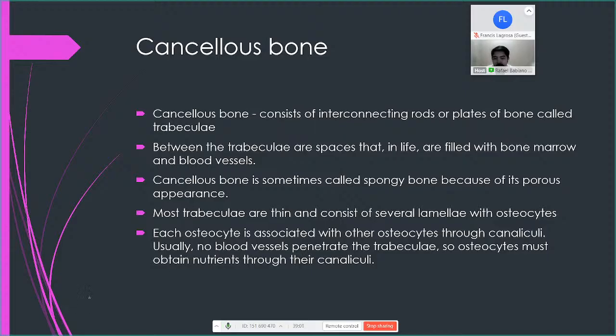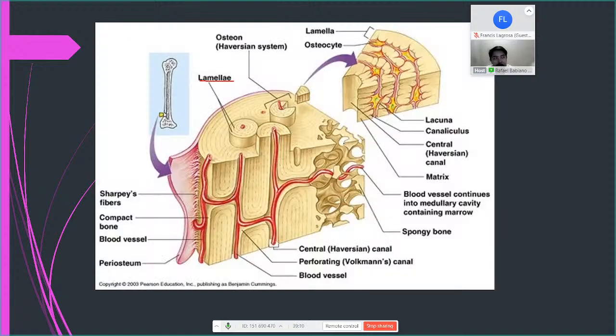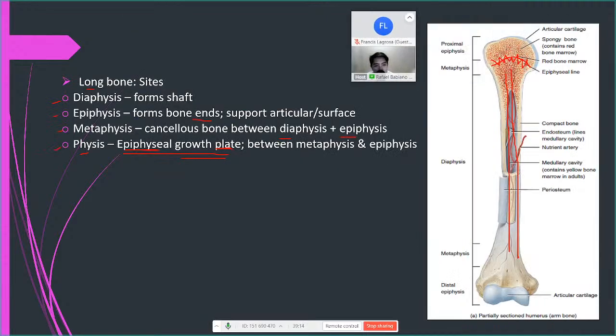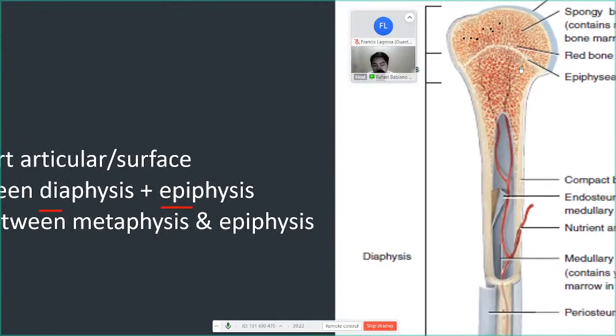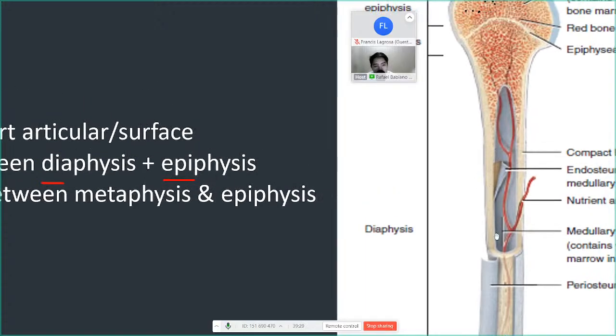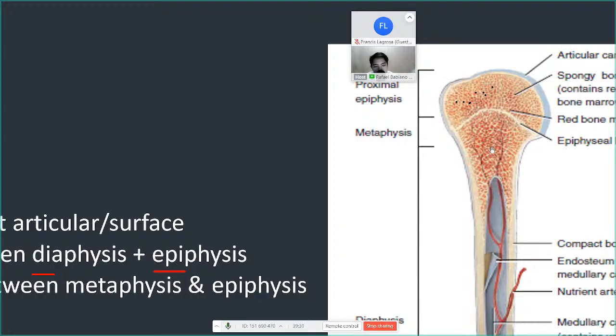So next we have the two types of bone inside, the cancellous and the compact. The cancellous bone, you can see it right here. These red things with dots, that's the cancellous bone, also called the spongy bone. This reddish area is cancellous. The compact bone is this one, where there are no red areas. It is solid.